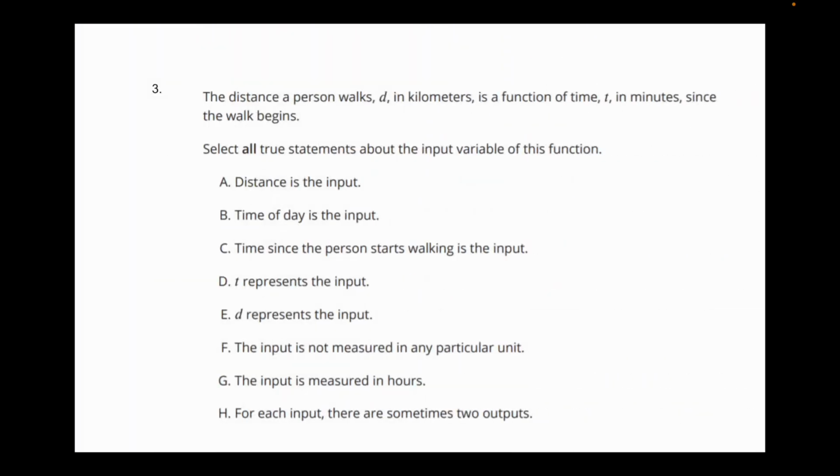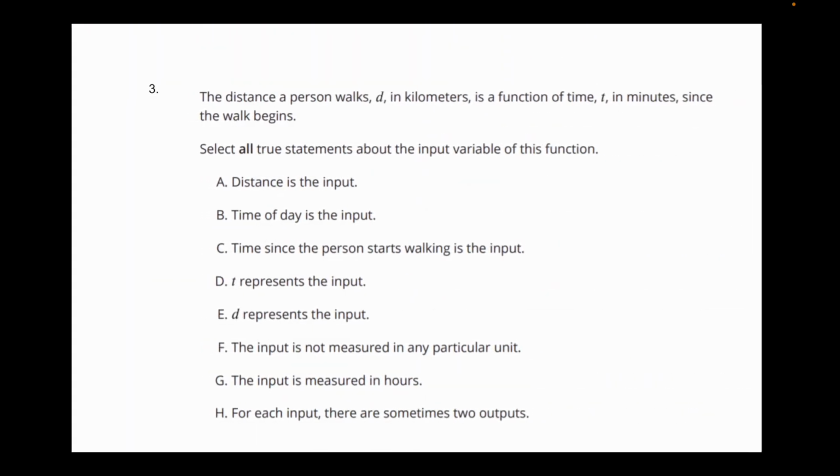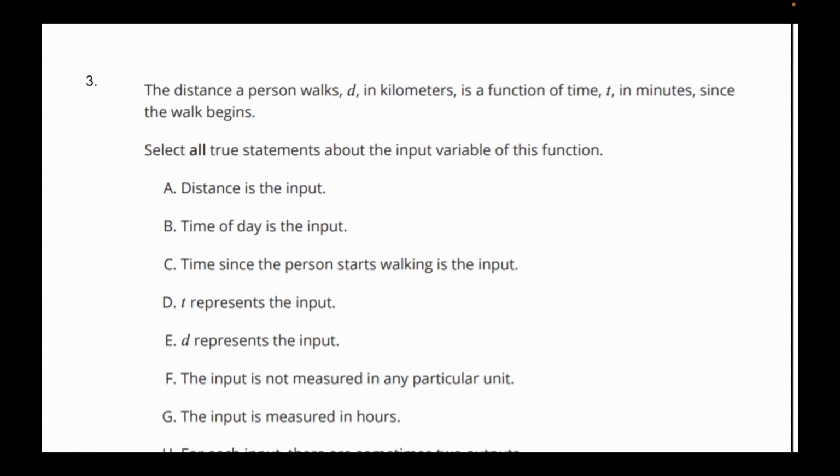That's on the back page, so I'm flipping my page here. Now they're giving us a situation, and we're going to select all true statements about the input variable of this function. So I like to look through what I have first. So distance a person walks, d, in kilometers, and they're saying it is a function of time, t, in minutes since the walk begins.